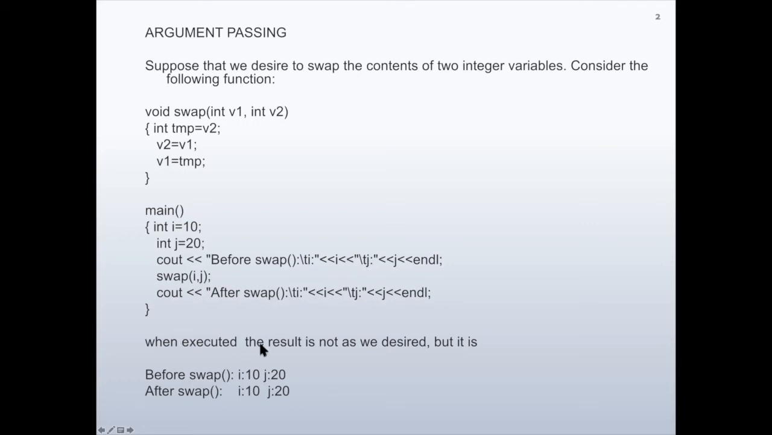When executed, the result is not as we desired. Before swap, i is 10 as initialized and j is 20. After swap, we are desiring i to be 20 and j to be 10. The values are to be swapped, but we notice that they are remaining the same. The value of i is still 10 and also the value of j is 20.